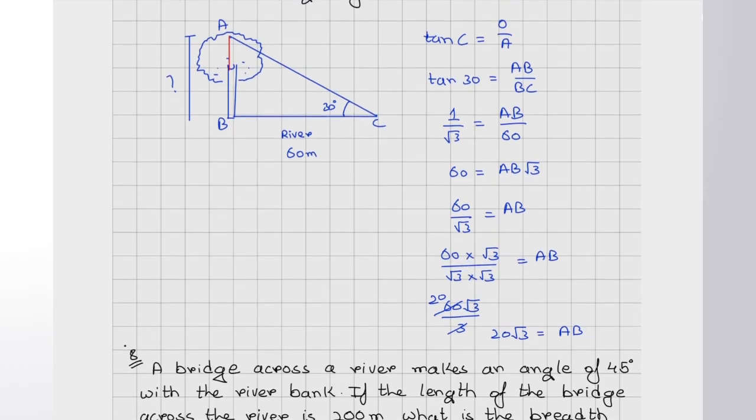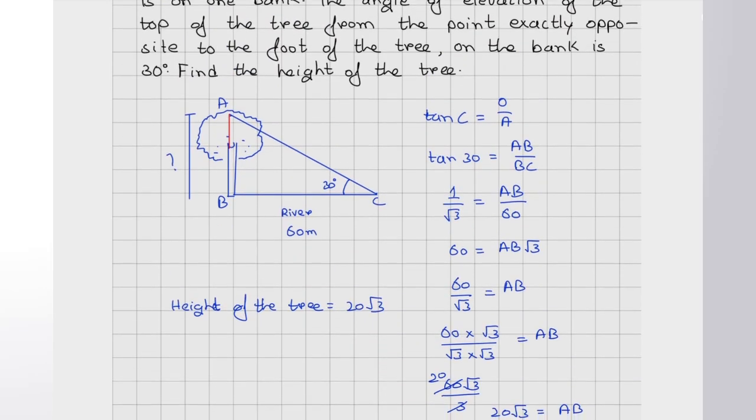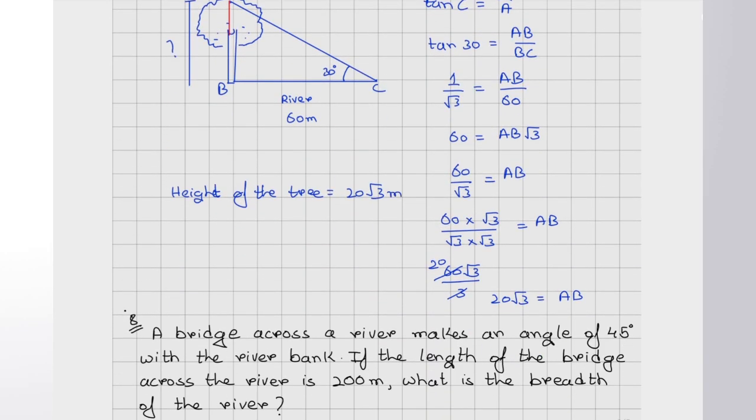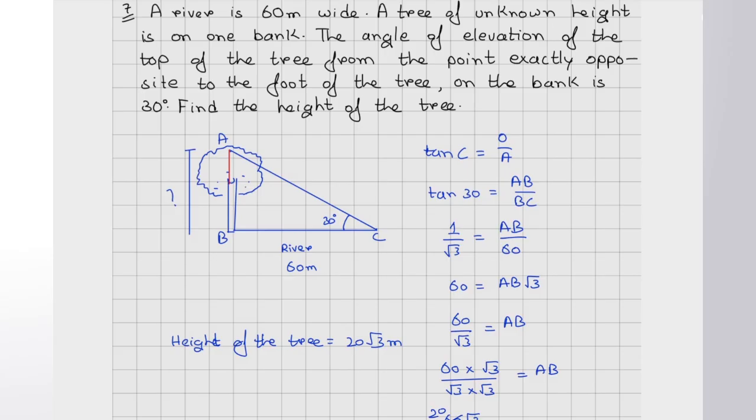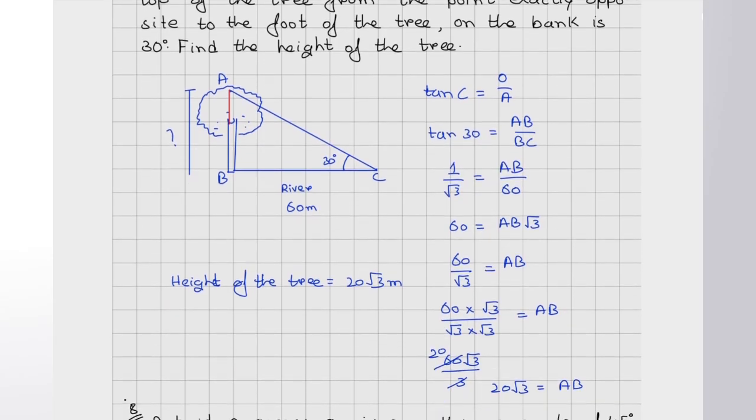AB, what is AB? The height of the tree. The height of the tree is equal to 20 root over 3. Centimeter or meter? Meter. Always write the unit, otherwise you won't get the full marks. Never leave the unit, this is important.